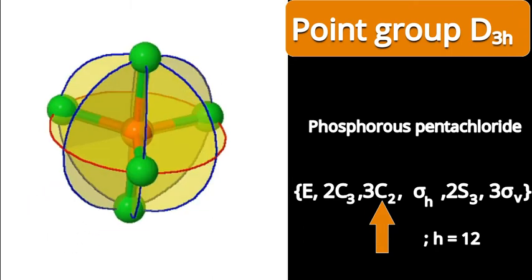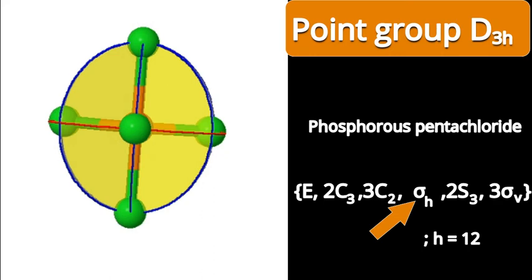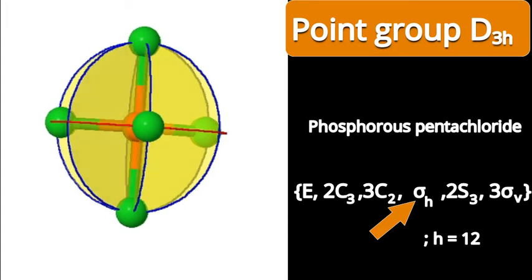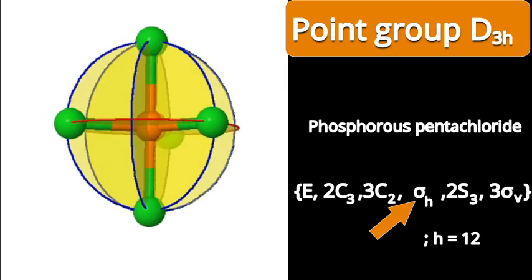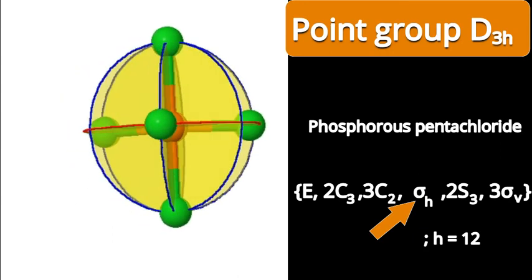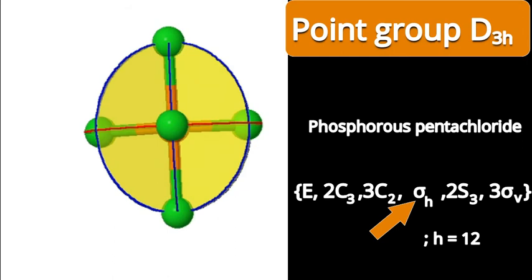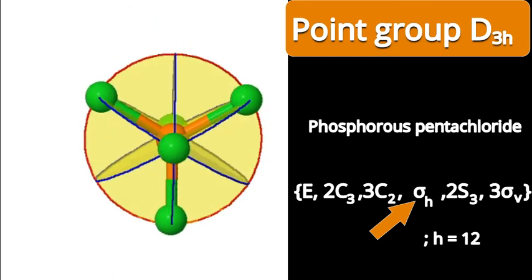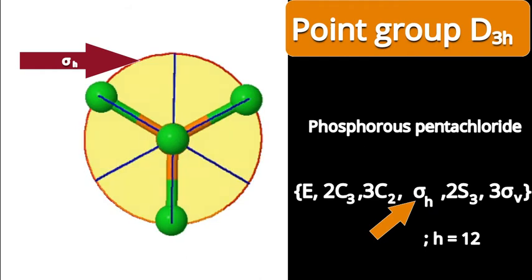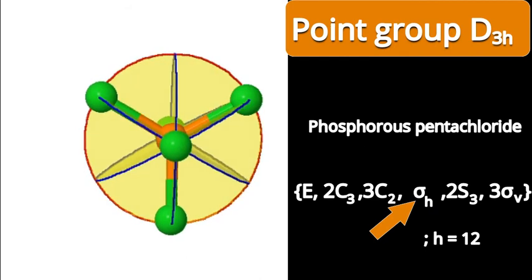Afterwards, is there any horizontal plane? For that, we should know what the principal axis is. C3 is our principal axis. Perpendicular to C3, does any horizontal plane exist? Yes. The three equatorial chlorines and the central phosphorus compose a plane. Here, it is shown in red color. So that plane is the horizontal plane.